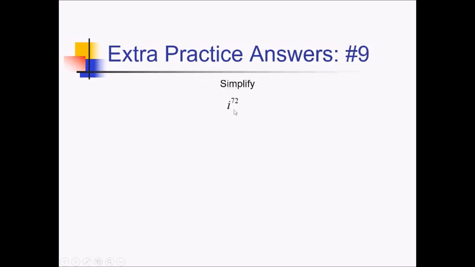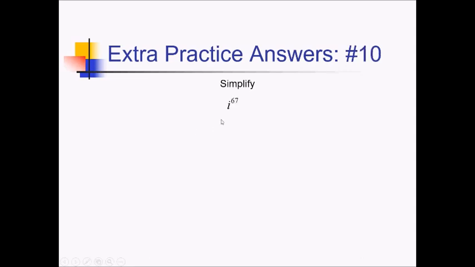To simplify this power of i, we need to know where we are in the cycle of 4. So if I divide 72 by 4, the remainder on that is going to be 0 since 4 goes into 72 evenly. So since we have a remainder of 0, that means that i to the 72nd is equivalent to i to the 0. And then i to the 0 is just 1.